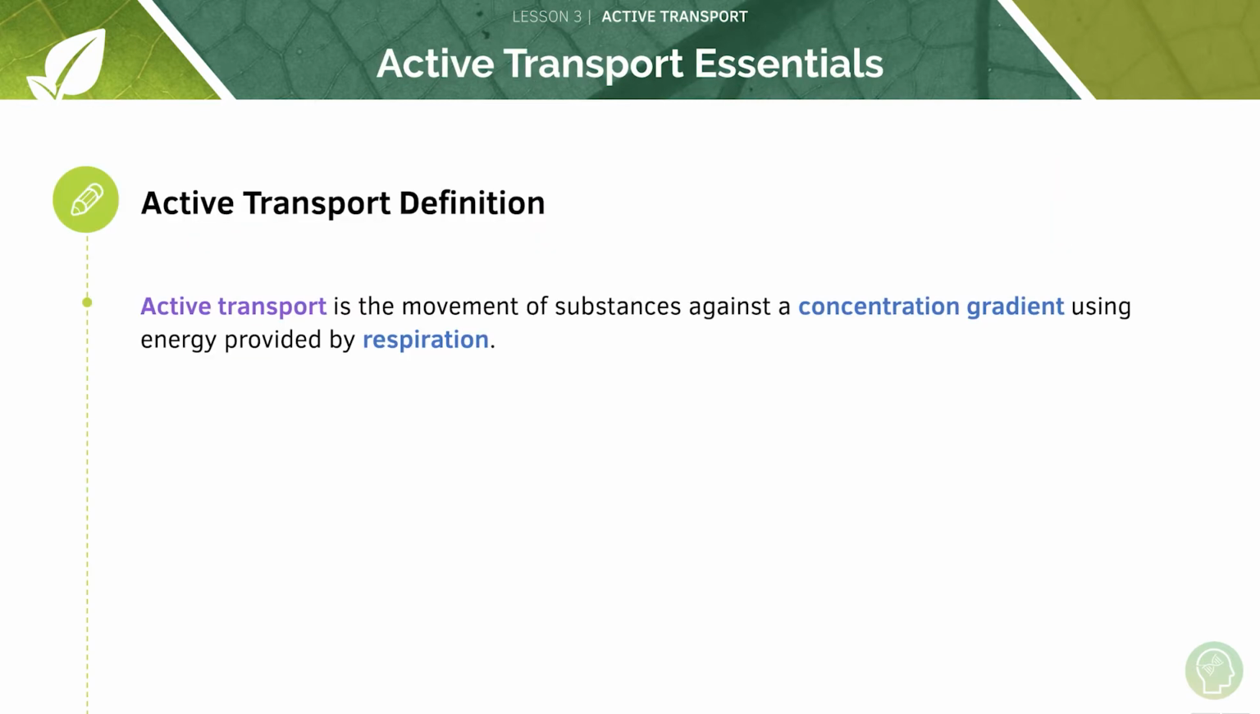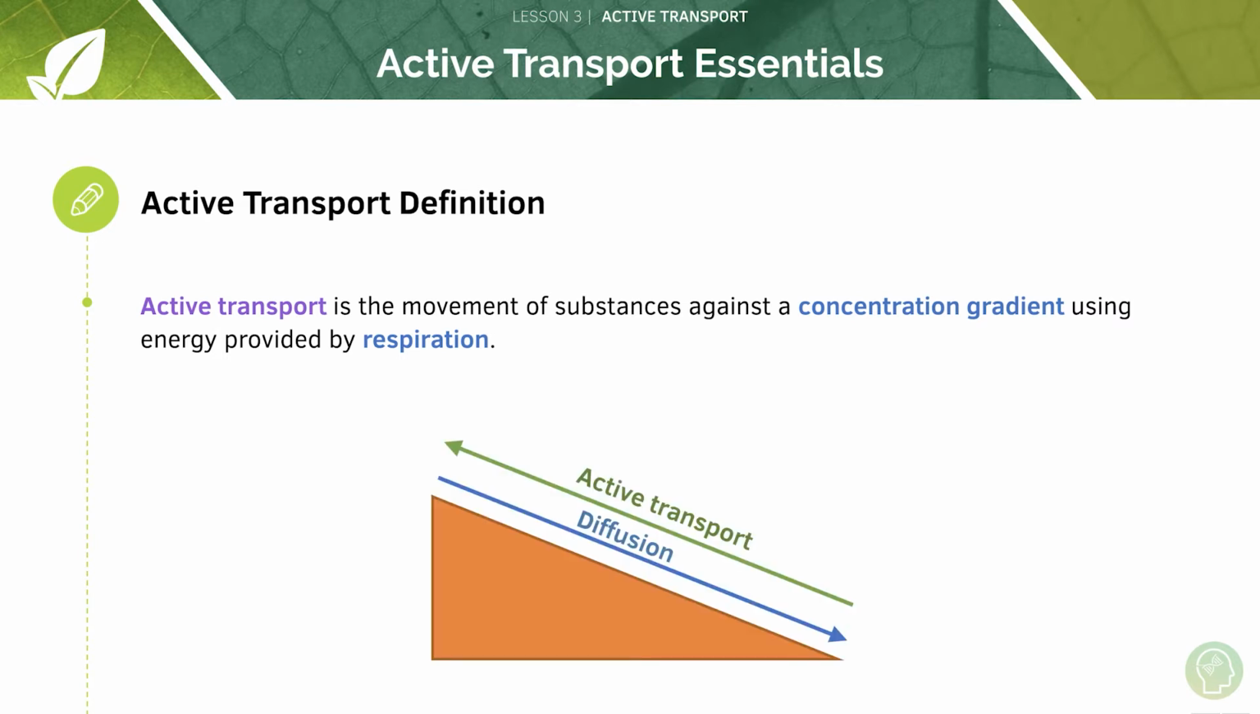First of all, active transport is the movement of substances against a concentration gradient using energy provided by respiration. I want you to remember some key points that you've got to include if you are asked to define active transport. Against a concentration gradient is really important, and you've got to remember that it uses energy. This distinguishes it from osmosis and diffusion because both of them go down a concentration gradient, whereas active transport is going against it. You can see here how diffusion and osmosis are going down the concentration gradient.